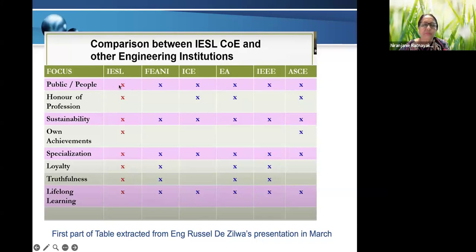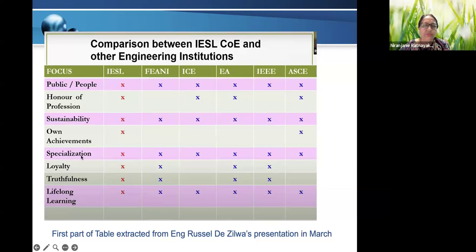So the first one is there in all the codes. The second one is not there in all, but most of them. The third one, about sustainability, is there again in all the codes. Marketing ourselves on our own achievements is there in our one as well as the American Society of Civil Engineers, but it's not there in the others.